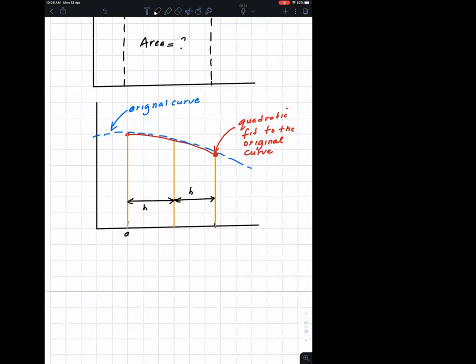Let's say these are the 3 points, A, B, C. And then there's the height YL that corresponds to point A. YL is the height of the curve at point A. Similarly, YC corresponds to point B, and YR corresponds to point C.